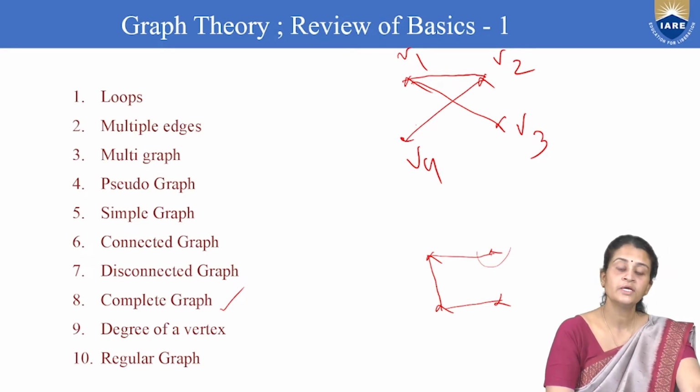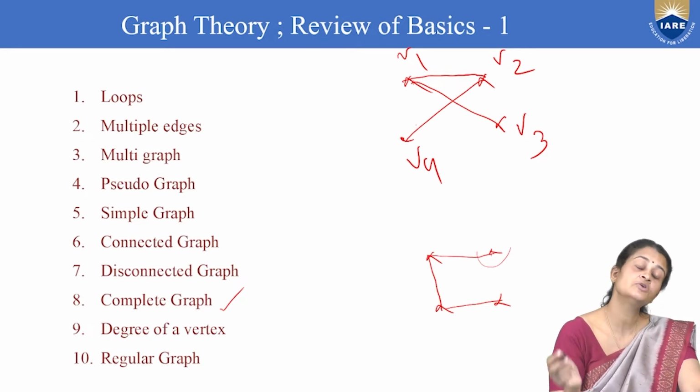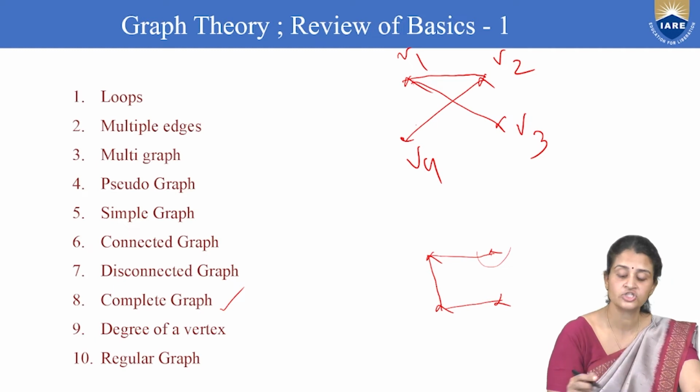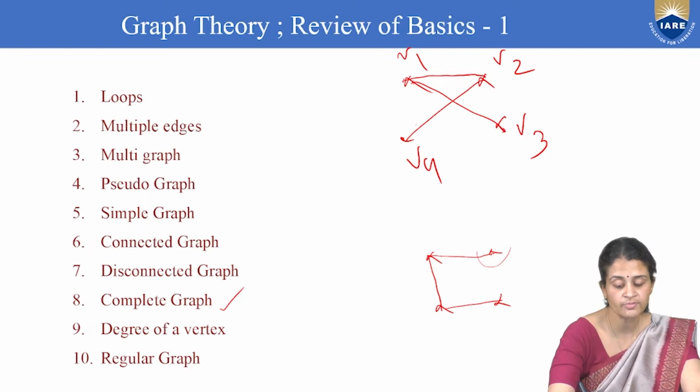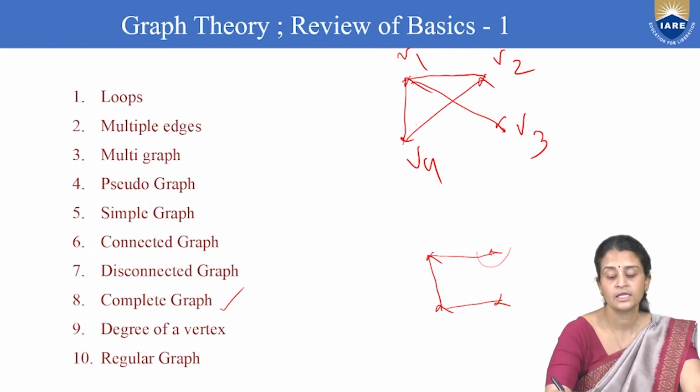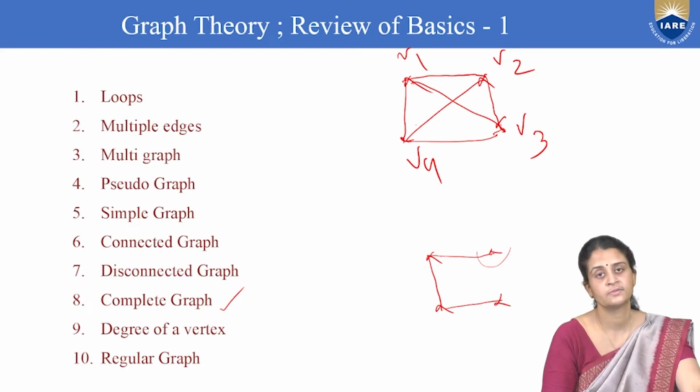A graph to be complete means every vertex is connected to every other vertex through an edge. Here V1 is connected to V2, V1 is connected to V3. We can make it complete by connecting V1 to V4, and then V2 must be connected to V3 also. This made a complete graph on 4 vertices.